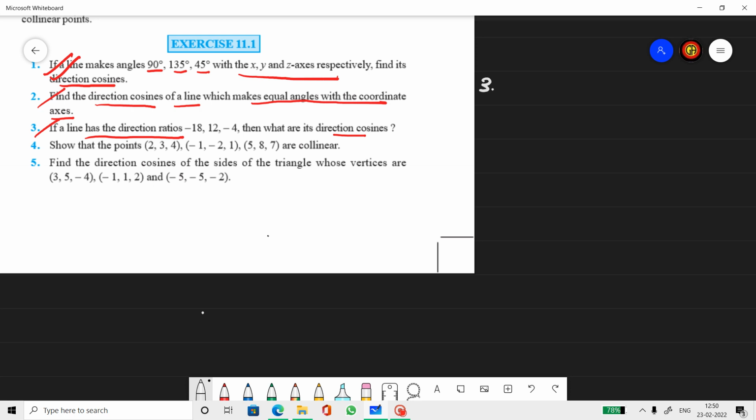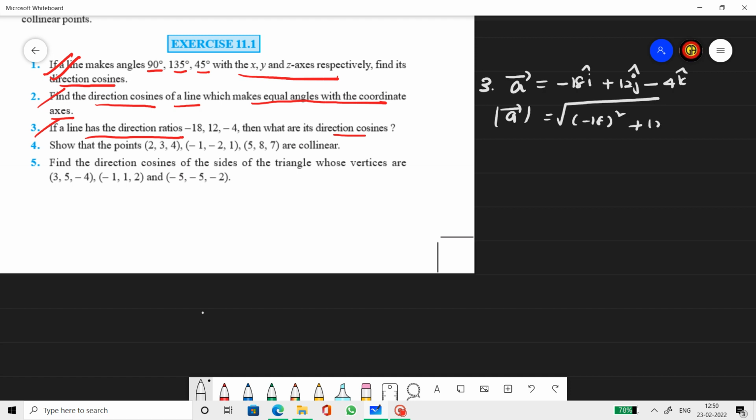If you wanted to form a vector, you can do that. So let's take vector A as minus 18 i cap plus 12 j cap minus 4 k cap. Now let's find the magnitude of vector A, which is root over minus 18 square plus 12 square plus minus 4 square.